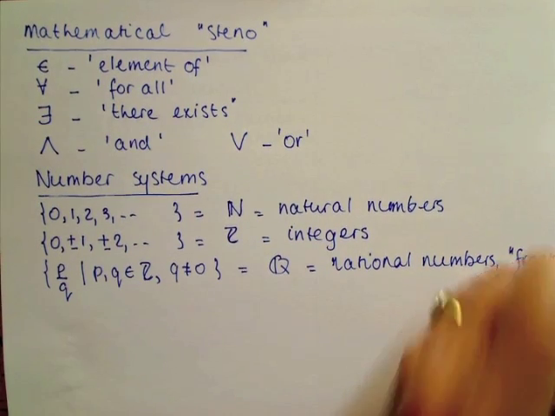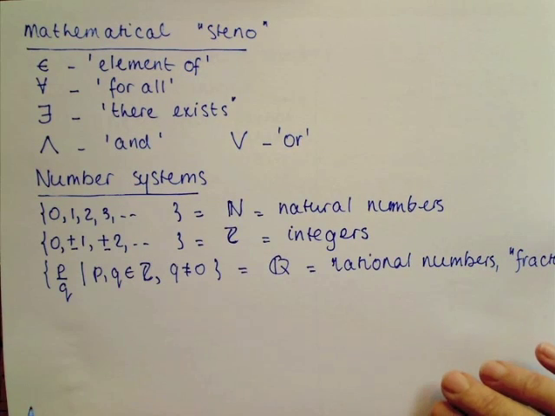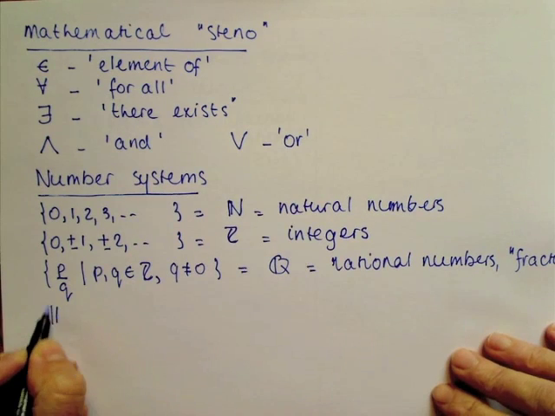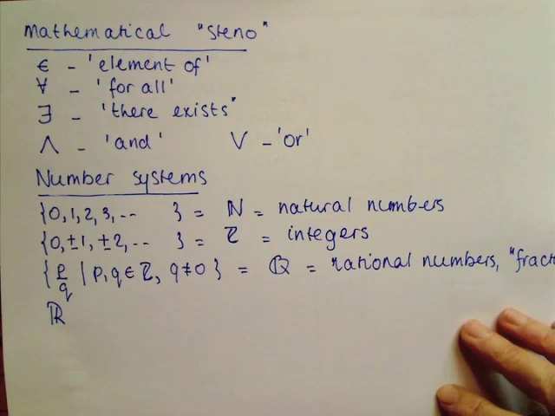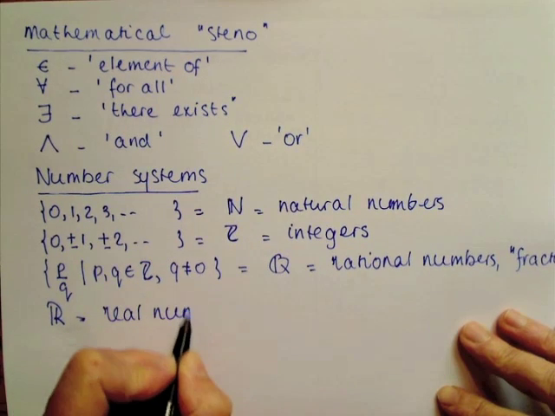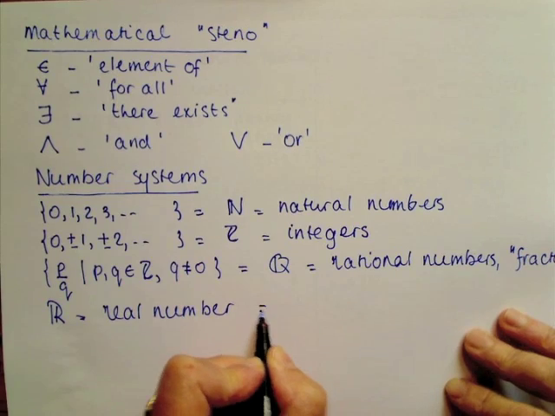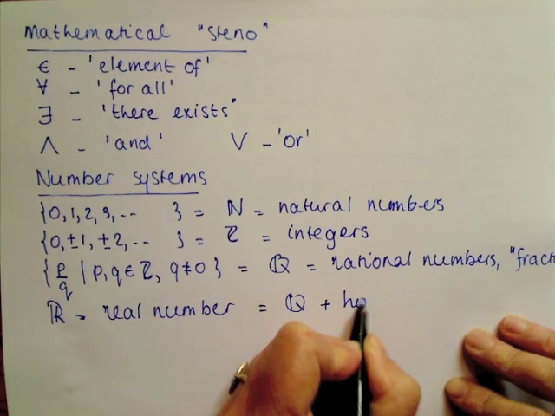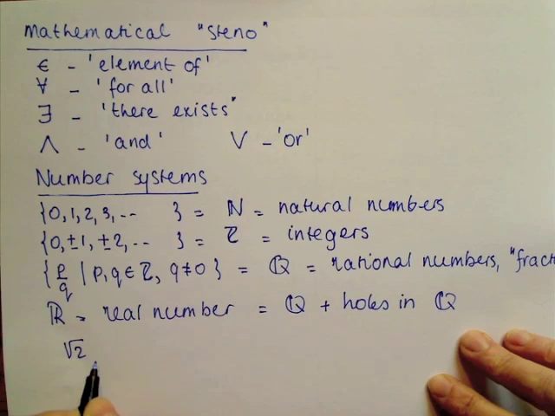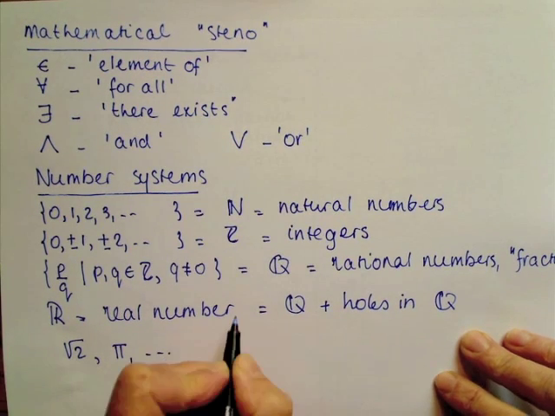Now, the fourth number system that we want to discuss is in fact the set of reals, which are precisely the fractions plus the holes in the fractions. So the symbol for the reals is R, and we get them by filling up the holes in Q. Now examples of such holes are the number square root of 2, pi, etc.